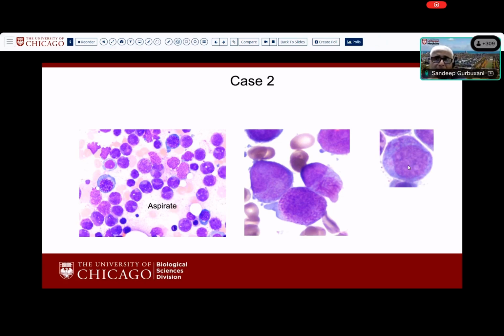So several people have said APL in the chat, and that's exactly what this is. You have these very distinct bilobed nuclei, almost dumbbell shaped. Sometimes people describe them as coin on coin. And if you look at this at higher magnification, they have these very coarse abnormal granules. And then in other cells, you can see this indentation in the nucleus, and very distinct.